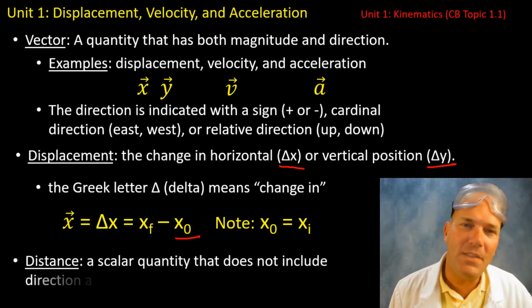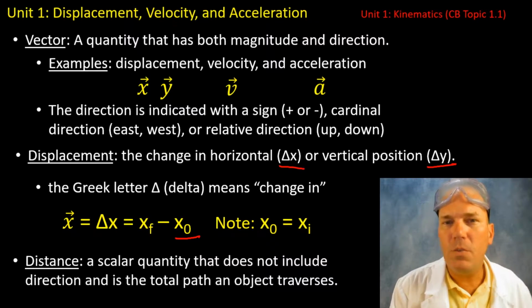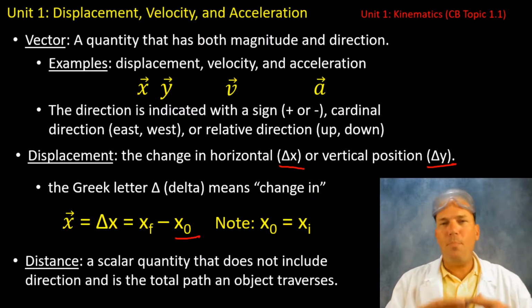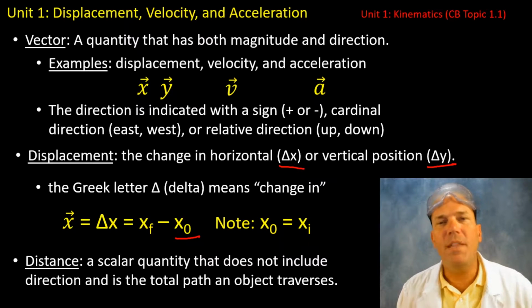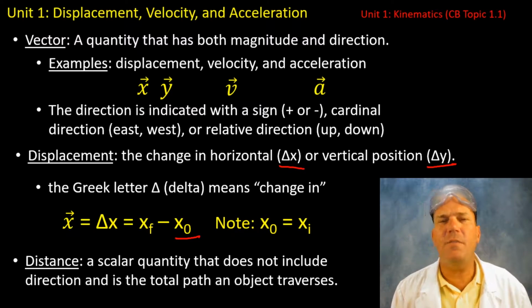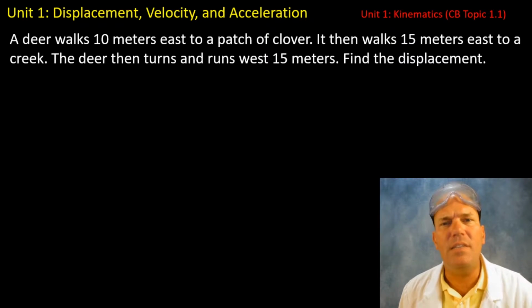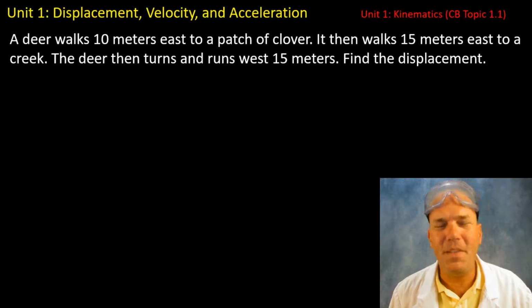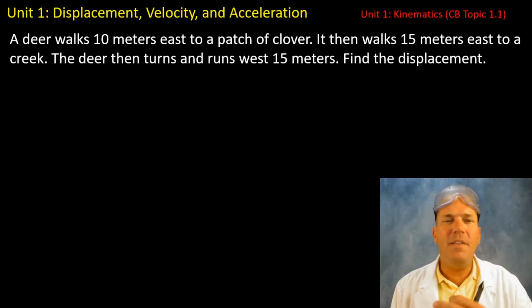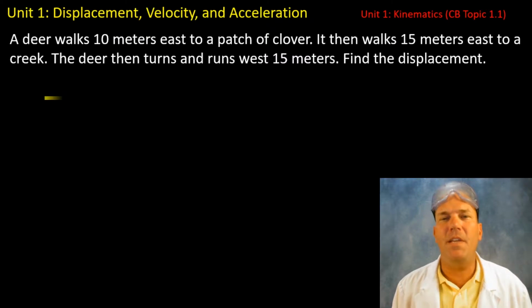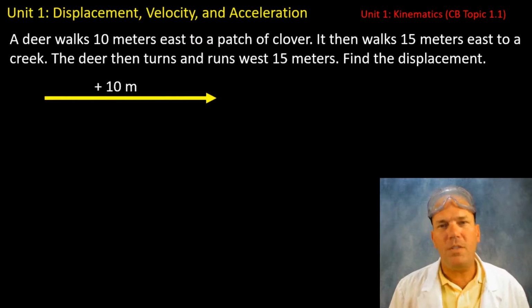Let's compare that to distance, which is a scalar quantity, which does not include direction. It's the total path an object traverses or moves. And that'll become very clear if we look at an example. Let's look at a deer that moves 10 meters to the east to a patch of clover. It then goes an additional 15 meters east to a creek, finally turning and running west 15 meters. Find the displacement. Let's represent this vectorially.